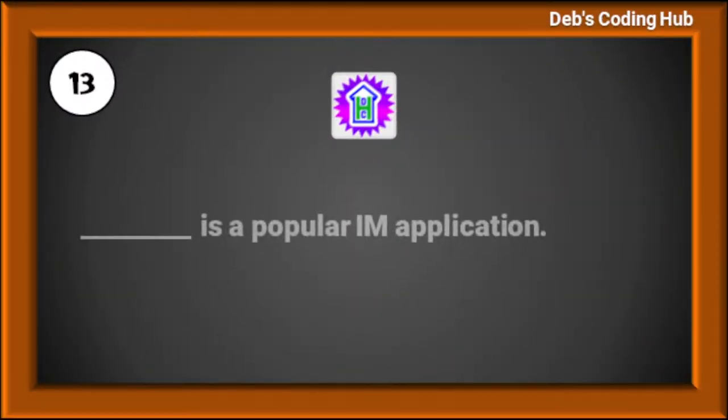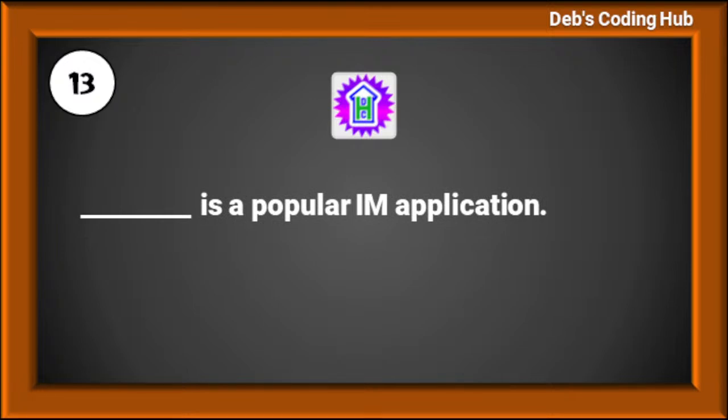Question number 13. Dash is a popular IM, that means instant messaging application. So what is the most popular? You are using it. It is WhatsApp.